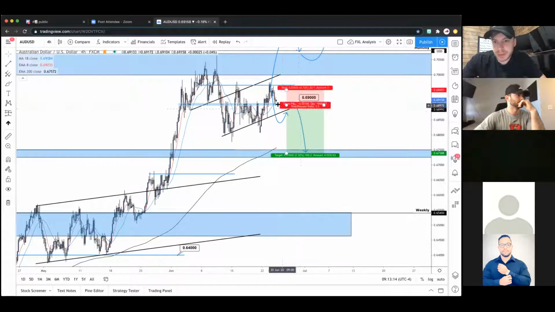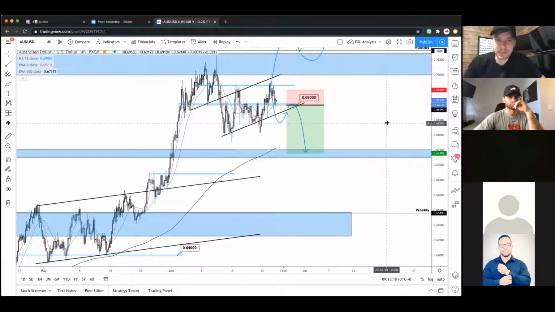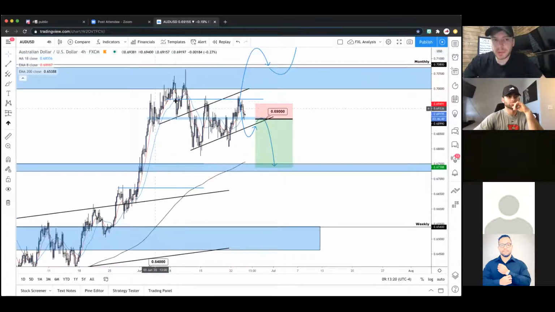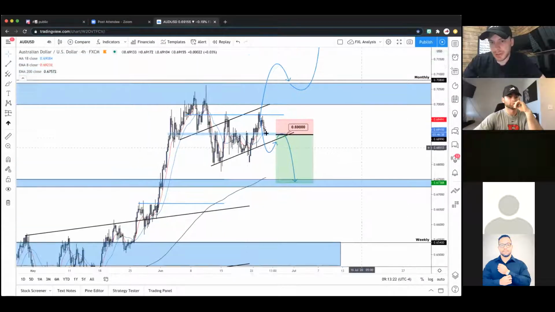Again, this is the 4 hour, so this is quite a few candles away from executing. But we'll be posting in the analysis section. Keep an eye on this one, our premium analysis section, that is. So keep an eye. That's AU. All right, let's keep going.